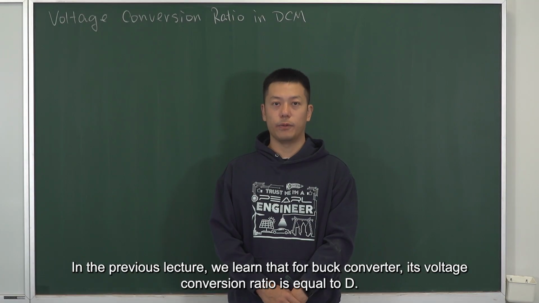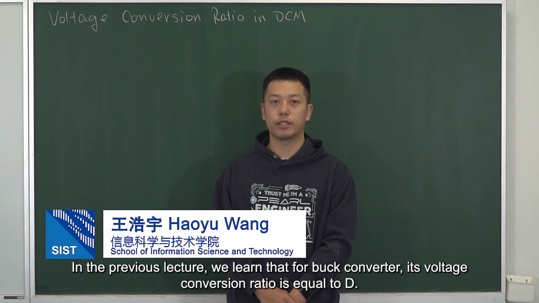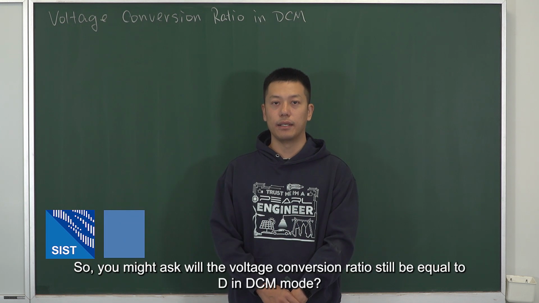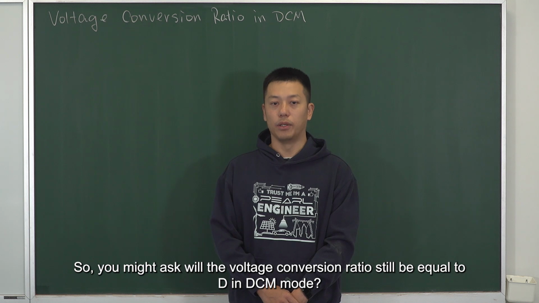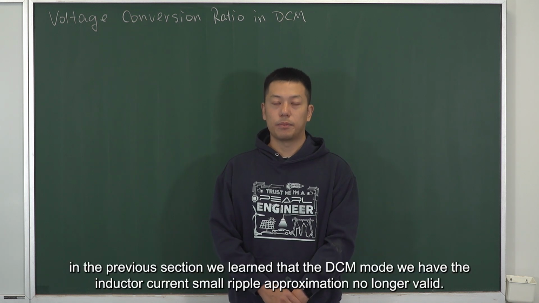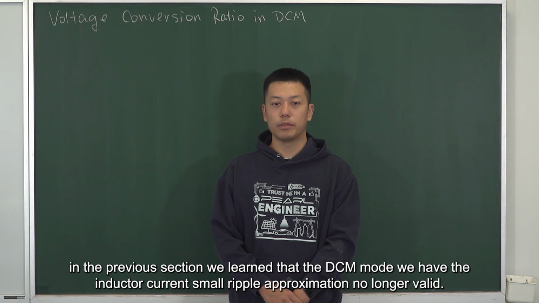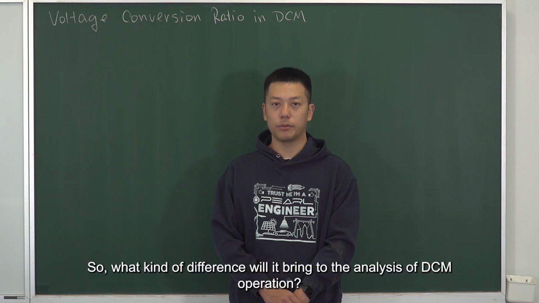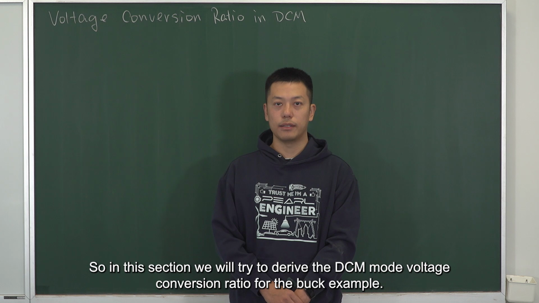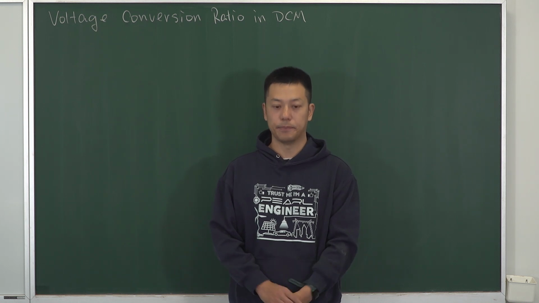In the previous lecture, we learned that for a buck converter, its voltage conversion ratio is equal to D. So you might ask, will the voltage conversion ratio still be equal to D in DCM mode? In the previous section, we learned that in DCM mode, the inductor current small ripple approximation is no longer valid. So what kind of difference will it bring to the analysis of DCM operation? In this section, we will try to derive the DCM voltage conversion ratio for the buck example.